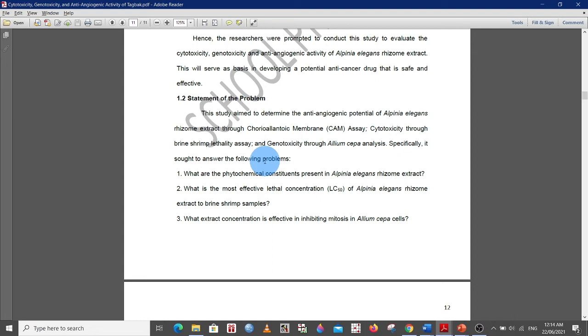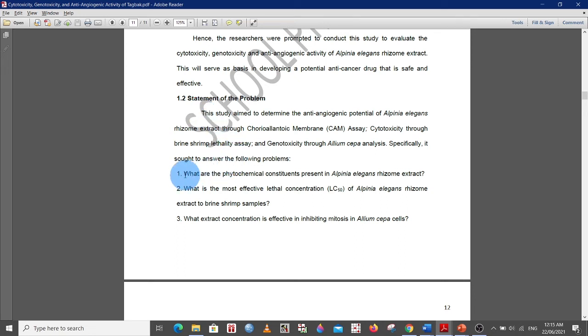By the way, before you write the specific problems, you need to create first a preliminary statement. So, what is a preliminary statement? Kani mo ni siya preliminary statement. So, in this example, this study aimed to determine the anti-angiogenic potential of Alpinia elegans, meaning iyaharang gi-state diri ang general objective sa kaning study.